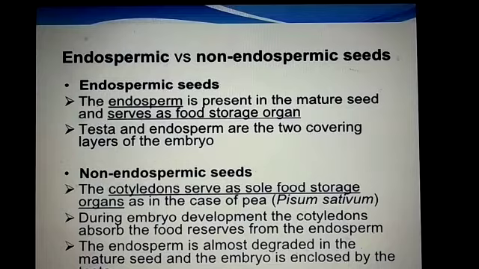In short, we say that endospermic seed have the endosperm because it is not totally utilized by developing embryo, so mature seed have endosperm. So such type of seed is called endospermic seed. And non-endospermic seed, if the endosperm is totally utilized by the developing embryo and the mature seed didn't have endosperm, then it is called non-endospermic seed.